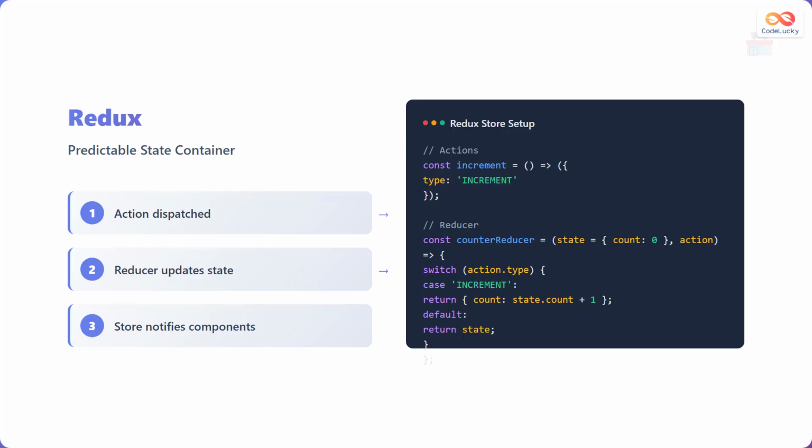This predictable flow makes debugging easier and enables powerful developer tools like time travel debugging. Redux is particularly useful for complex applications with multiple components that need to share state, or when you need to persist state across page refreshes. The centralized store makes state management more organized and maintainable.